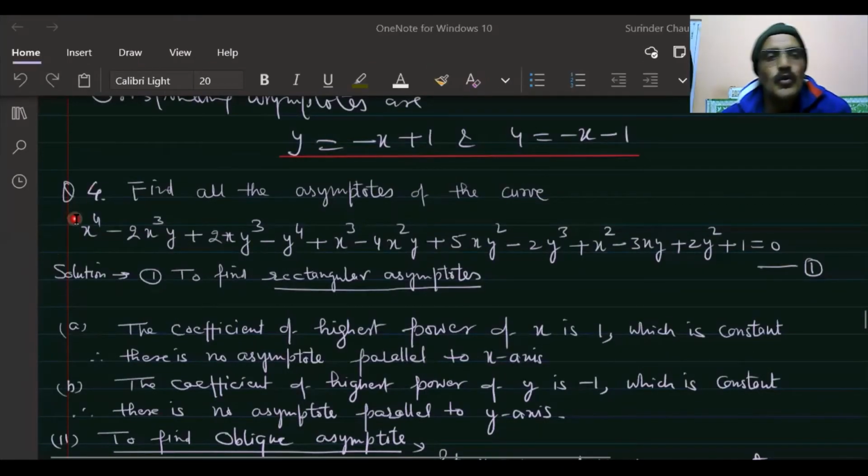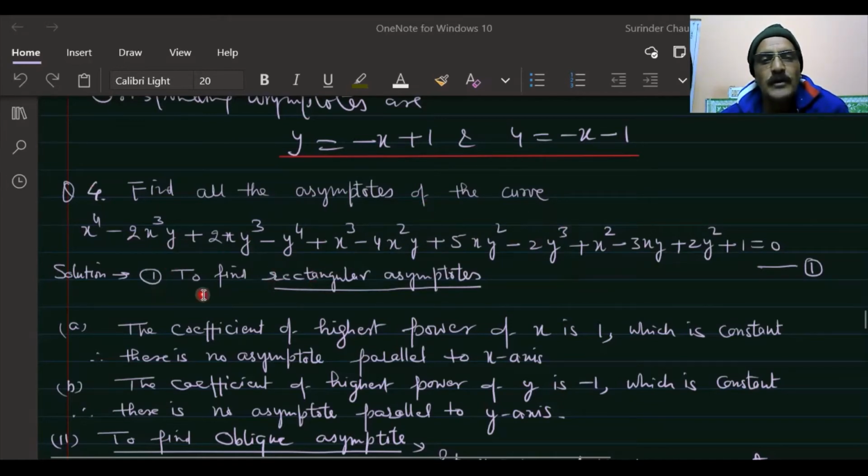Now let us solve a fourth degree rational algebraic curve for the asymptotes. Find all the asymptotes to the curve x to the 4 minus 2x cubed y plus 2xy squared minus y equal to 4. This is the fourth degree term of f of xy, plus x cubed minus 4x squared y plus 5xy squared plus 2y cubed, the third degree term, plus x squared minus 3xy plus 2y squared, the second degree term. The first degree term and the constant term are missing. Find all the asymptotes of this curve.